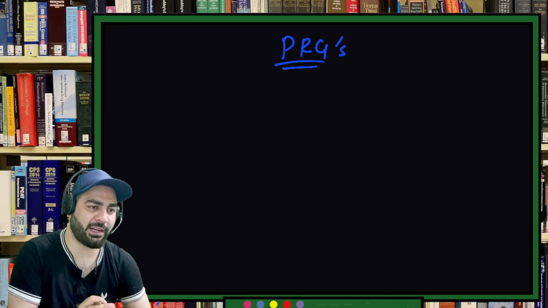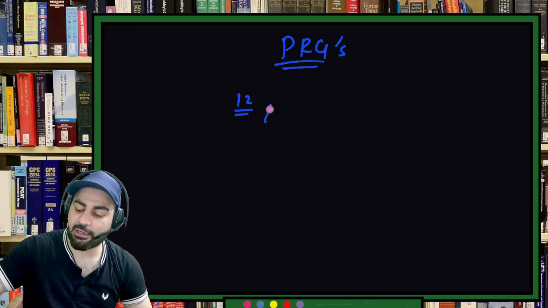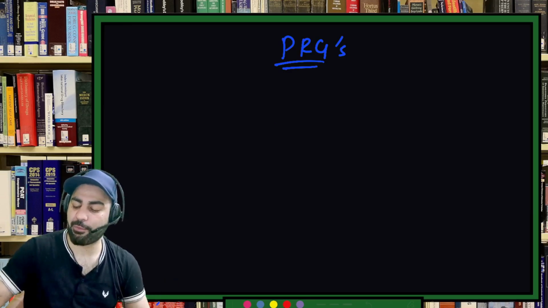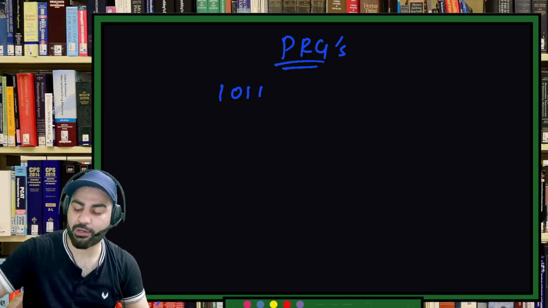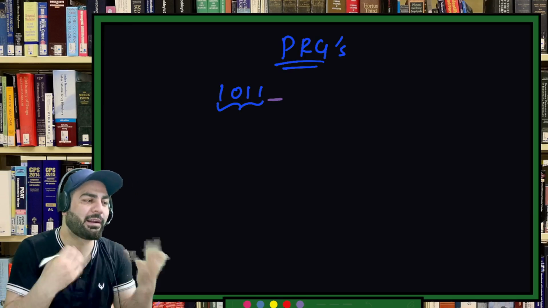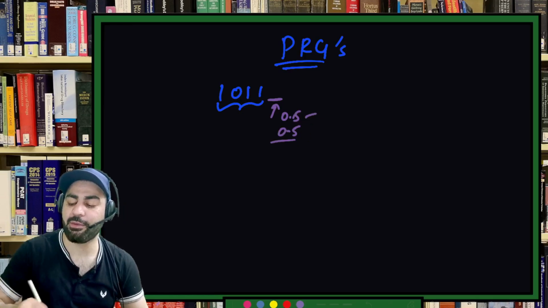What is the definition of random? The definition of random is that if somebody gave me a number 12, I should not be able to predict what number comes after that. I'll give you an example with bit strings. Let's suppose I have a string 1011. If somebody asks me what the next bit is, whatever I guess, there should be a 50-50 chance of being right. That basically means this is pure randomness.